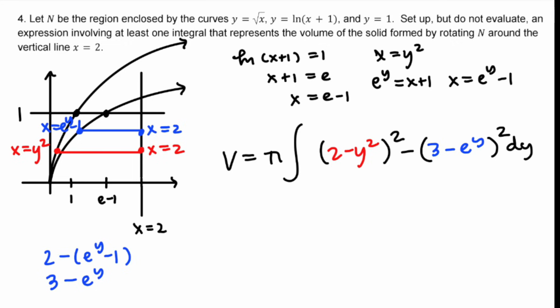But if you wanted to write, instead of 3 minus e to the y, this expression right here inside of the parentheses, that would have been just as good, right? Just be careful with parentheses. That's always an issue with the washer problems.